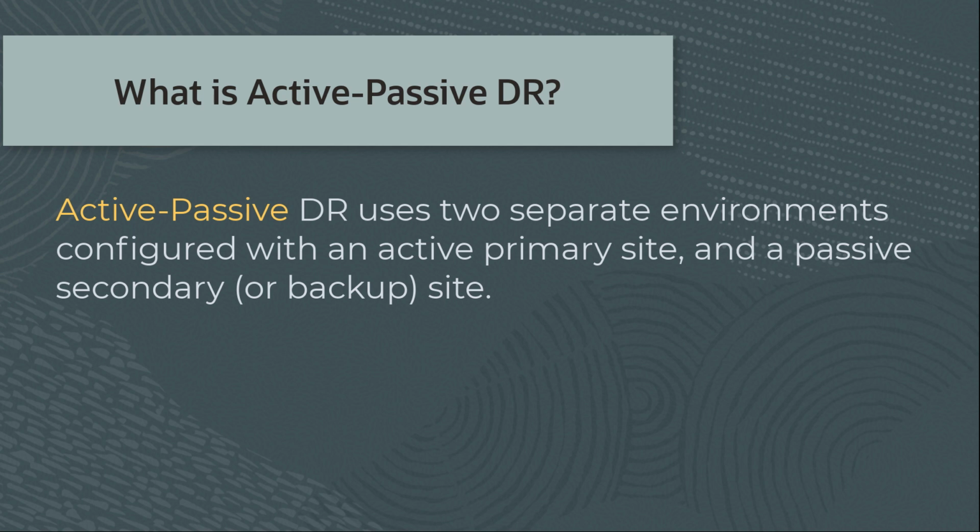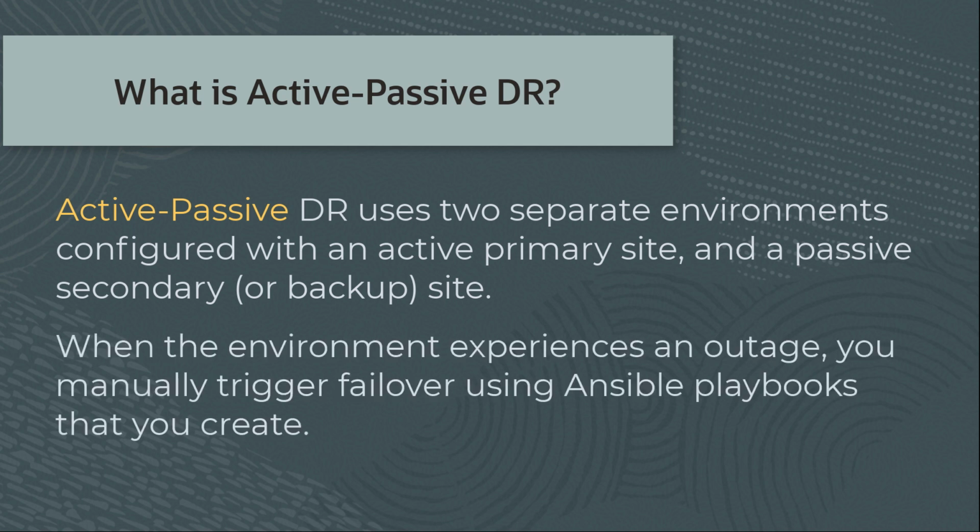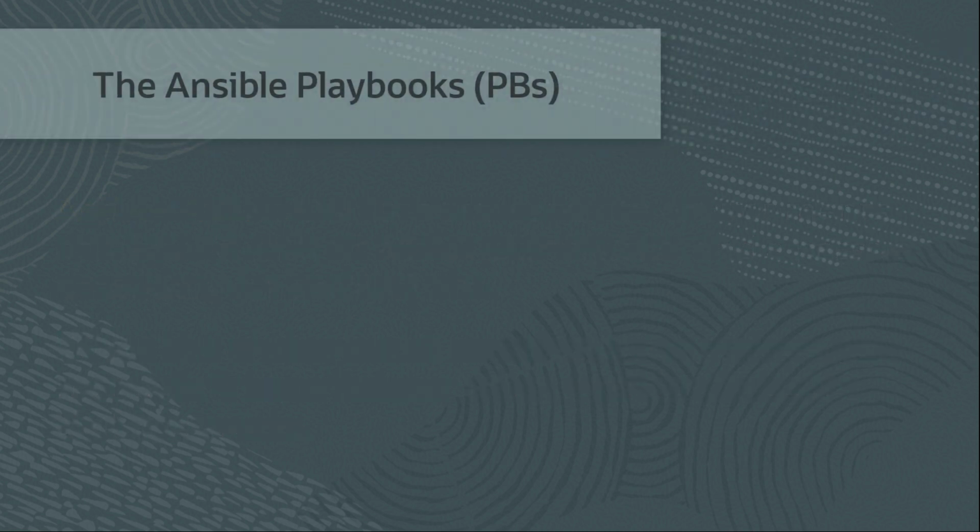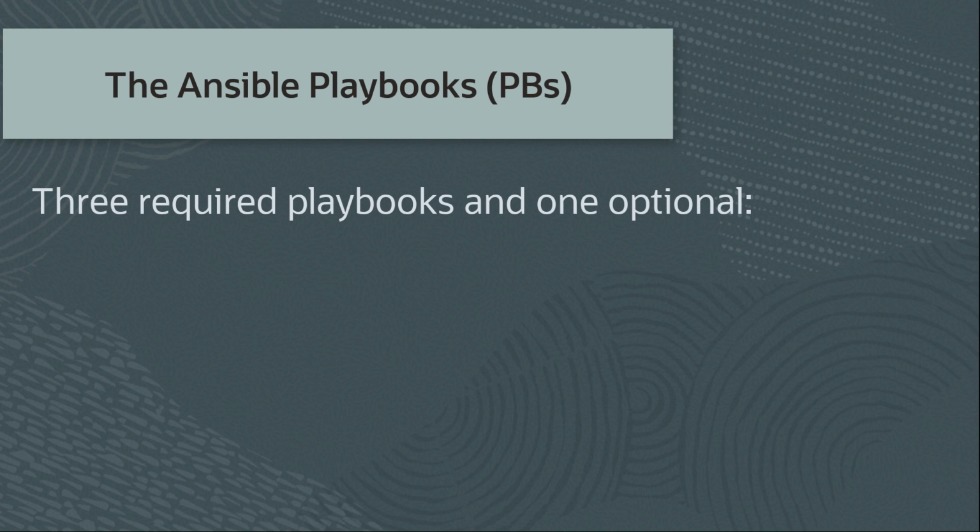The active passive solution uses two separate Oracle Linux Virtualization Manager environments configured as an active primary site and a passive secondary site, or backup site. When the environment experiences an outage, you manually trigger failover using Ansible playbooks that you create. And there are three that are required and one that is optional.